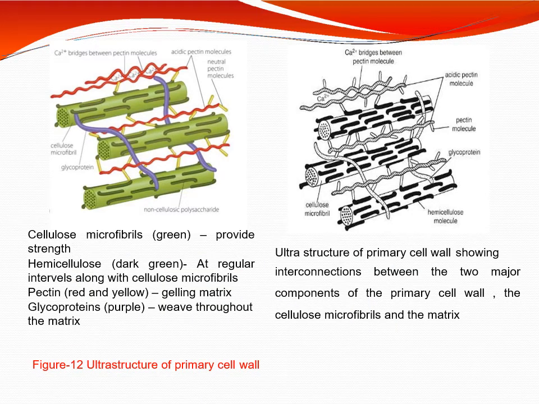Now this is the structure, or we can say the ultrastructure, of the cell wall. You can see that there are certain specialized long structures which we term microfibrils, shown in green, and then we have the hemicelluloses, shown in dark green, and then the pectin substances. They are the gelling matrix. Then we have the glycoproteins, and these structures form a very strong structure which forms the cell wall, and this is termed the ultrastructure of the cell wall.